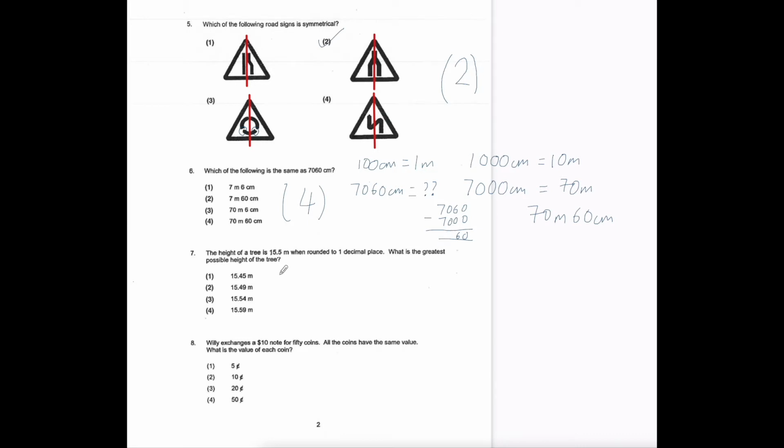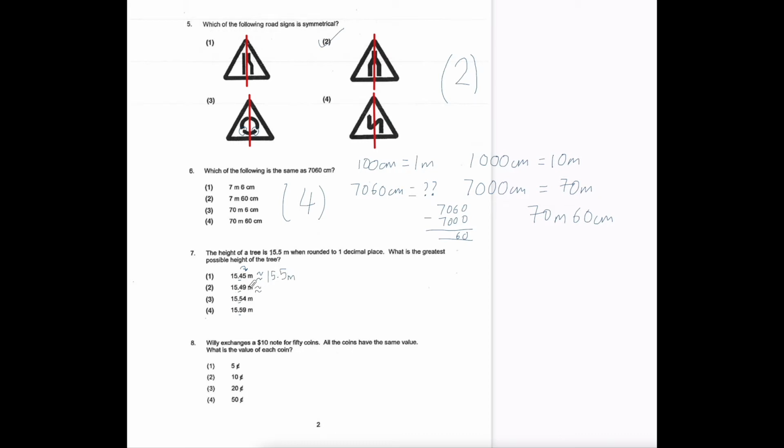The height of a tree is 15.5 meters when rounded to 1 decimal place. What is the greatest possible height of the tree? So one thing we can do is just to round off everything to 1 decimal place. I underline all the tenths place first. Okay, so we look at the digit on our right hand side. The digit on our right hand side is a 5. So this means that we have to round up. So it becomes 15.5 meters. Okay.